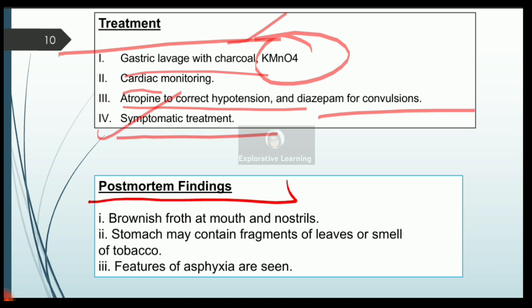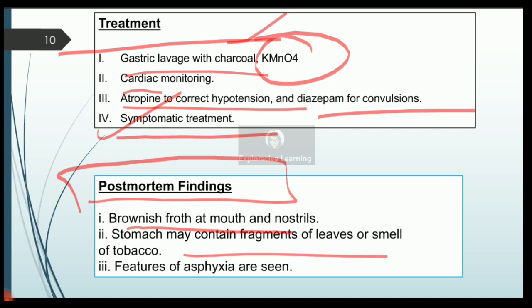Then some of the post-mortem findings include brownish froth of the mouth and nostrils. The stomach may contain fragments of leaves or smell of tobacco. Now dried leaves are mostly found in the stomach of the patient in case the death has occurred due to tobacco poisoning. Then features of asphyxia are also seen, meaning breathlessness can also be the reason behind the death of the person.